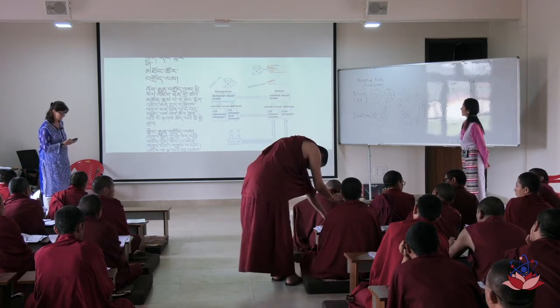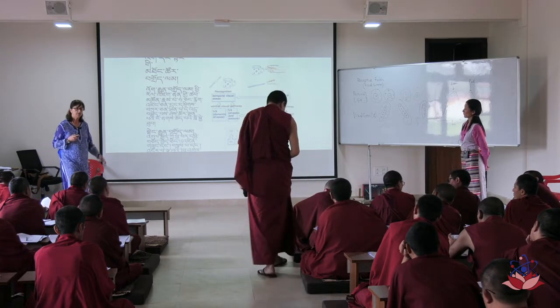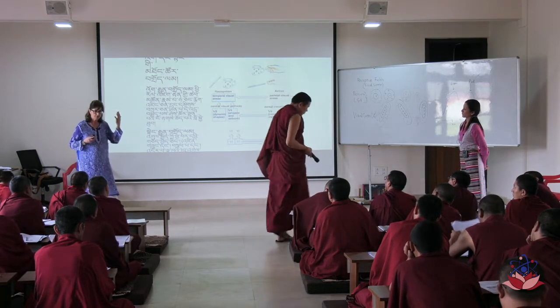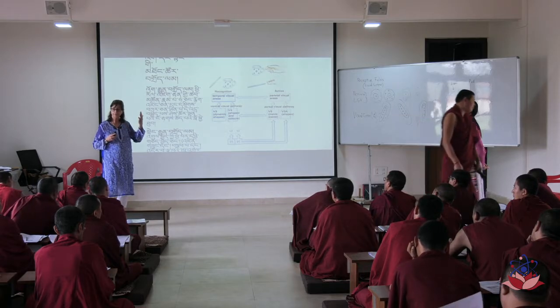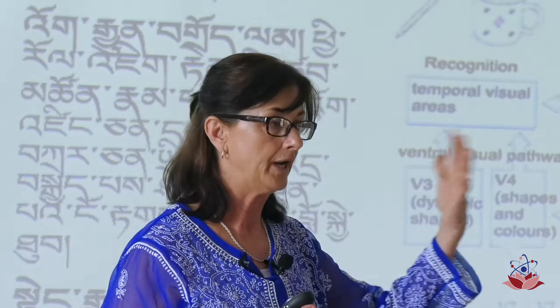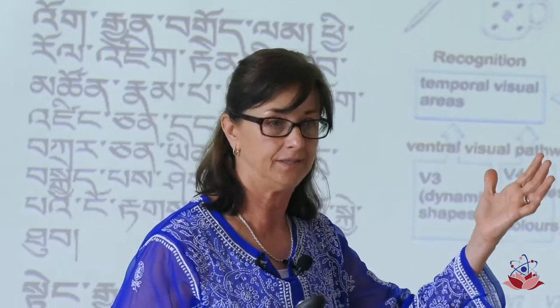we know that certain individuals can suffer damage to the parts of the brain that are involved in motion processing. One area that I mentioned was area MT.